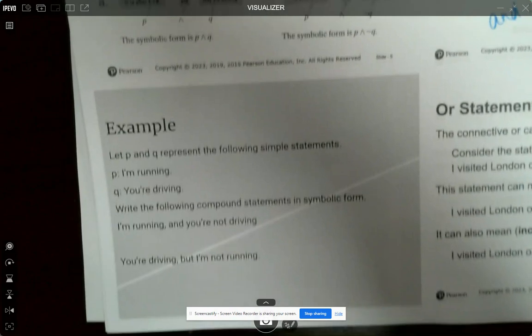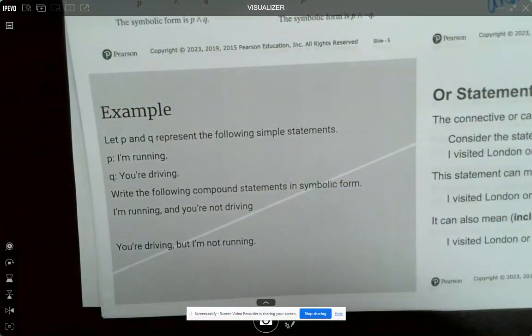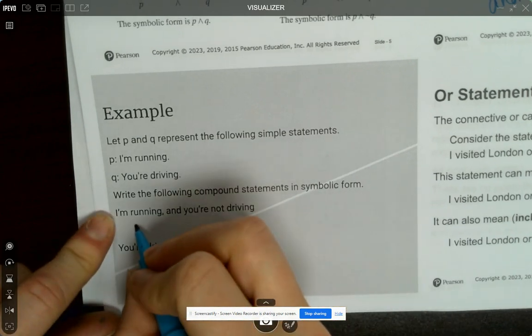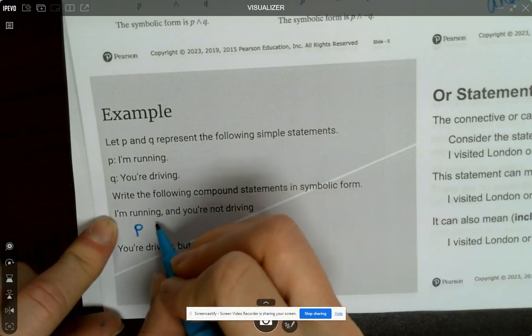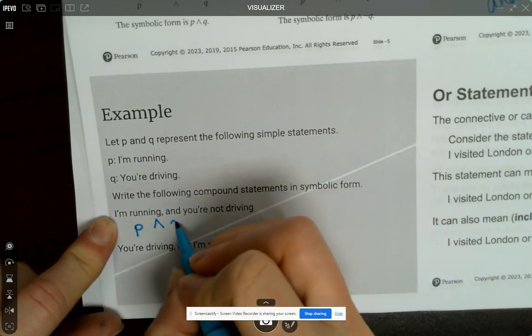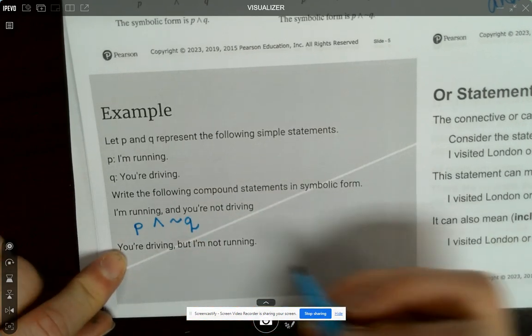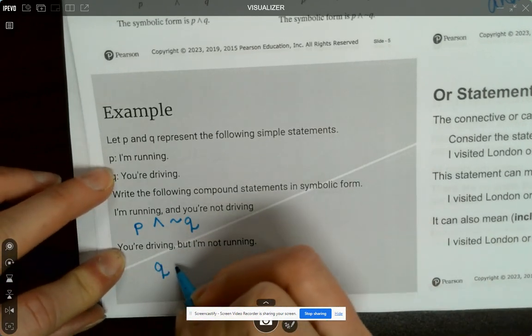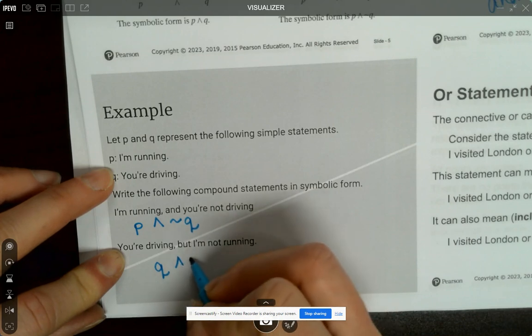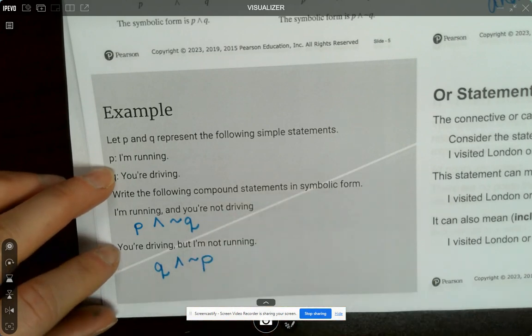We have P, I'm running. Q, I'm driving. So let's write it in symbolic form. I'm running and you're not driving. So I'm running is P and you're not driving. You're driving, so we're going to put Q first, but I'm not running.